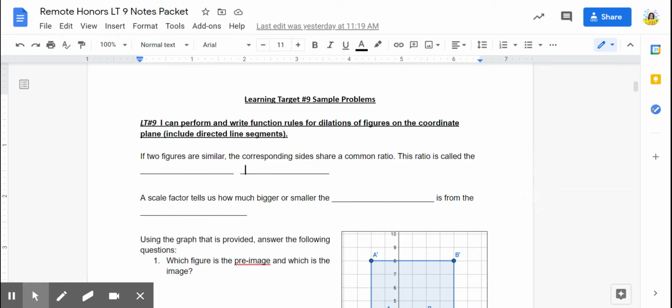Okay, so first thing starts with: if two figures are similar, the corresponding sides share a common ratio. So we're talking about similar figures. Similar means just like that, similar but not exactly the same. We'll talk about what makes two figures similar as we get through this. So if two figures are similar, the corresponding sides, so sides that match up, share a common ratio. This ratio is called the similarity ratio.